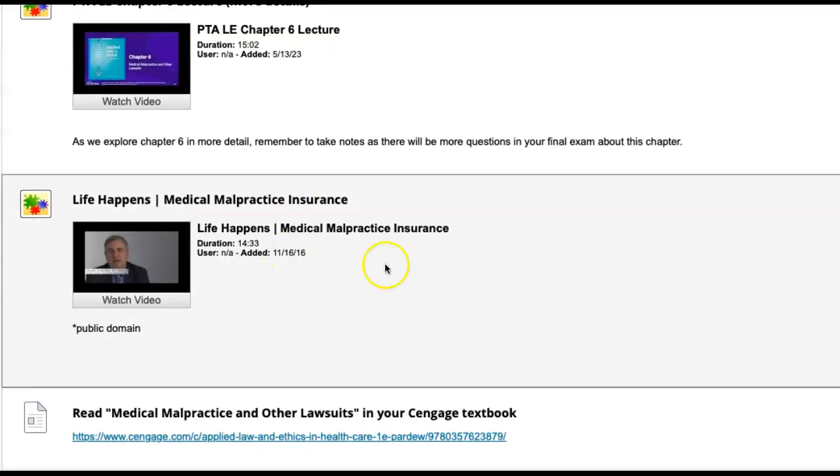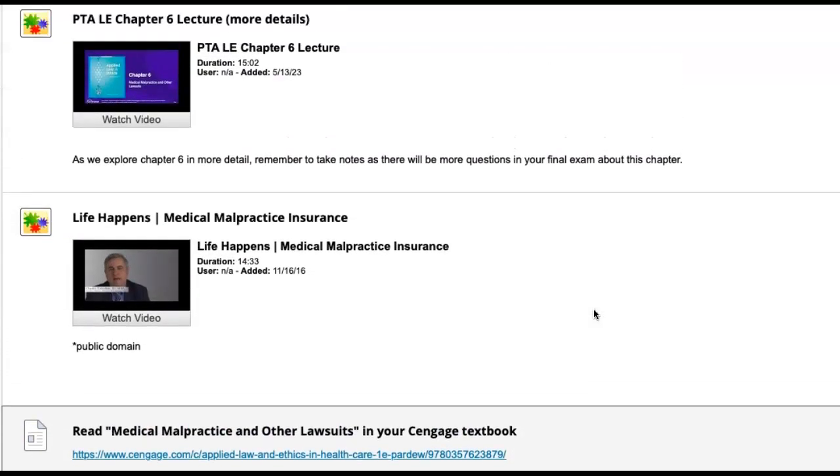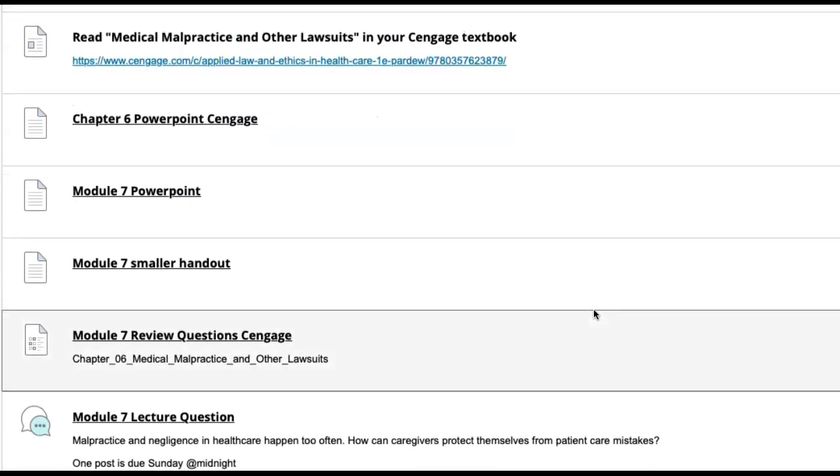Another thing that I added, just some information about medical malpractice insurance, which is, of course, something that providers carry quite often in order to protect themselves for issues that might happen on accident or might, of course, happen from the perspective of the patient. So take a look at that. Make sure to read Chapter 6 again or review it again.